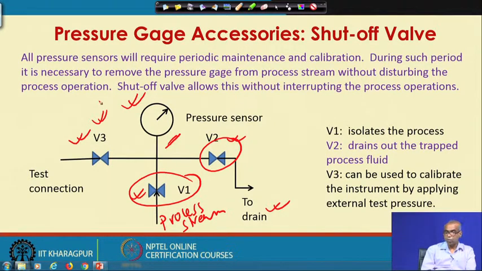So, this is how a shut-off valve can be used for regular or periodic maintenance and recalibration of the pressure gauge without disturbing the normal process operation. You can make use of this valve V1 to separate or isolate the pressure gauge from the process stream.